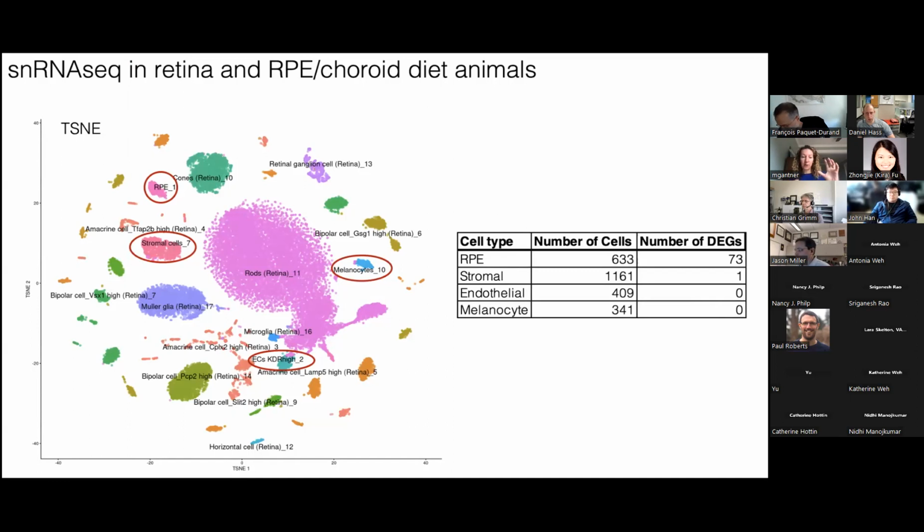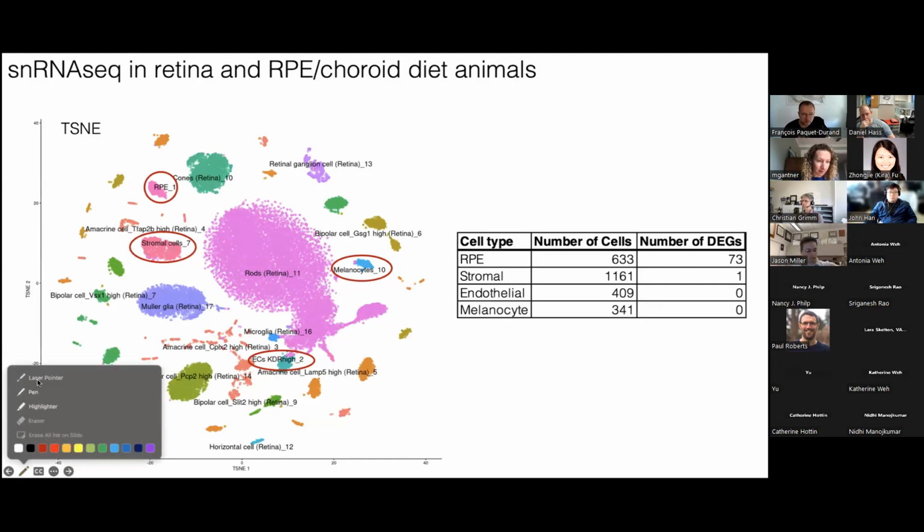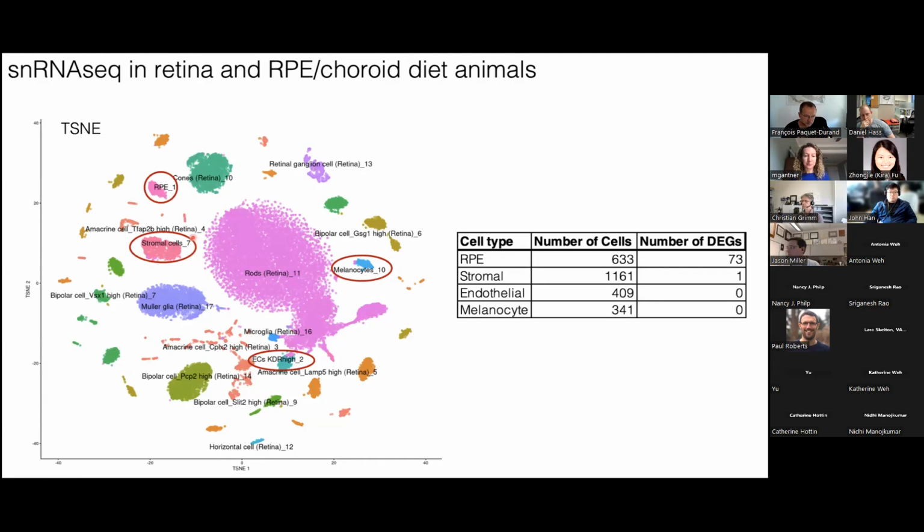And to try to figure out which cell type is responsible for that bulk signal, we looked at our single nuclei data. And what we found was that when we combined the neural retina and the back of the eye and ran the single nuclei RNA-seq, there were 4 cell types that appeared that were clearly from the back of the eye and not the neural retina. So we got RPE, stromal cells, endothelial cells, and melanocytes.